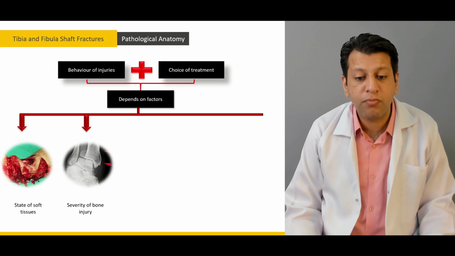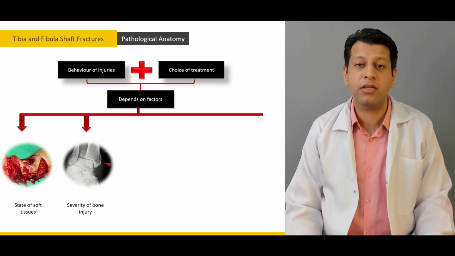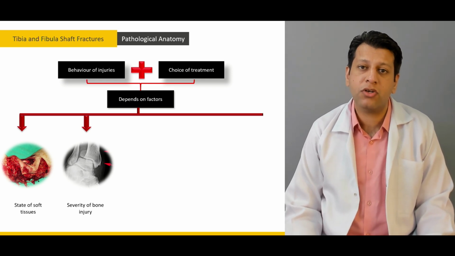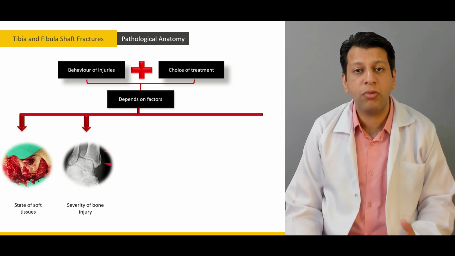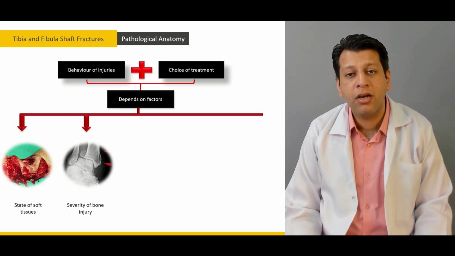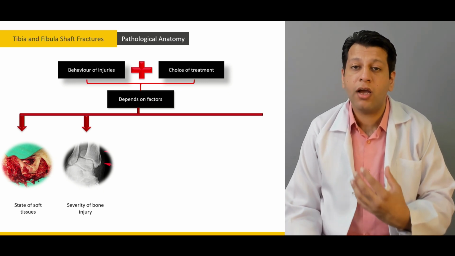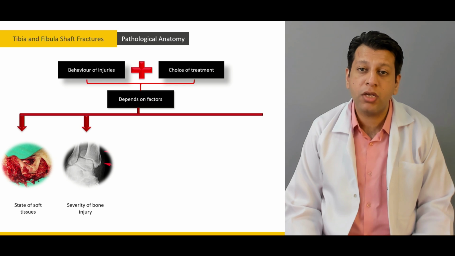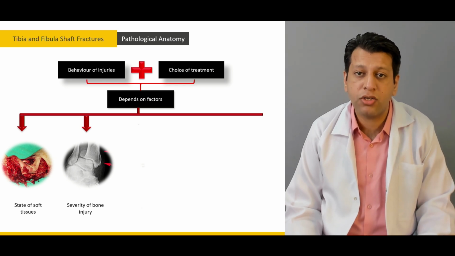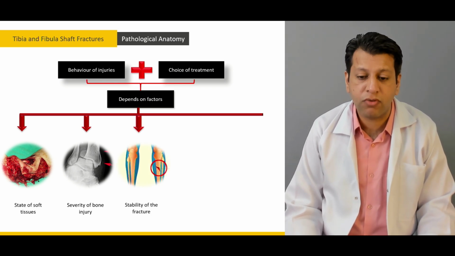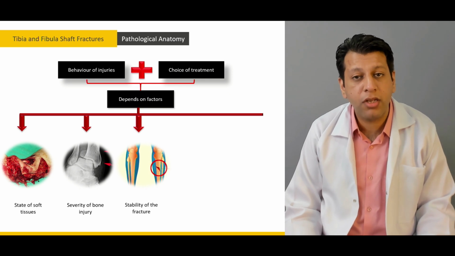Another factor is the severity of bone injury. Severity would mean whether there is a spiral fracture, a transverse fracture, a short oblique, or a butterfly segment, or is it a segmental fracture, or highly comminuted. A highly comminuted segmental fracture may be associated with very high energy trauma along with severe soft tissue compromise. Then the stability of the fracture.